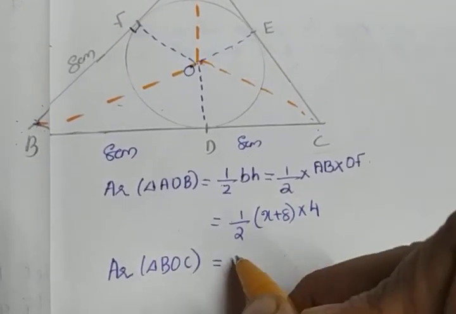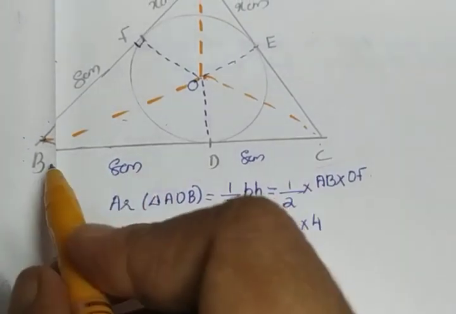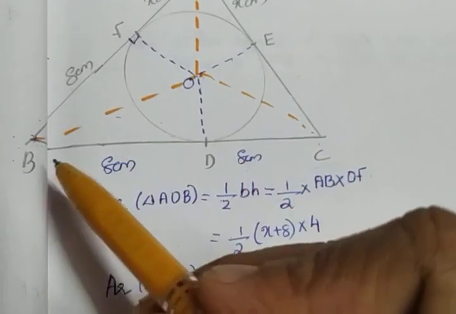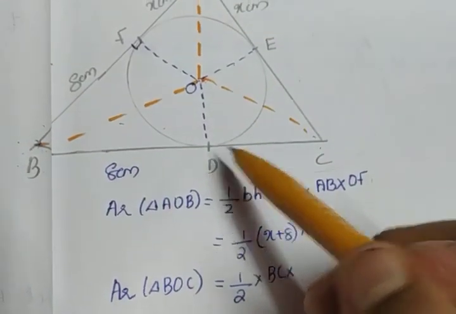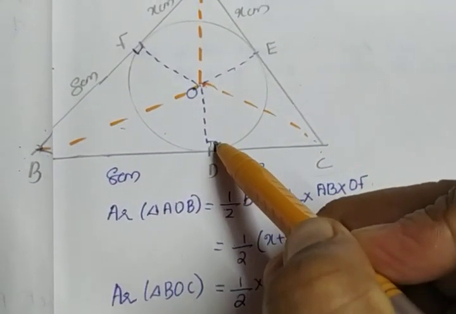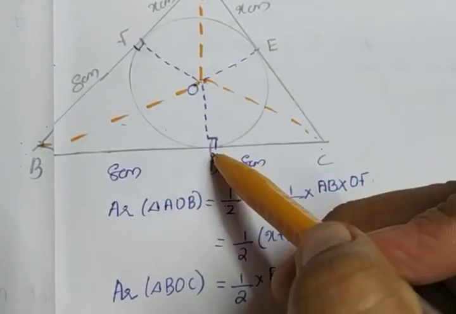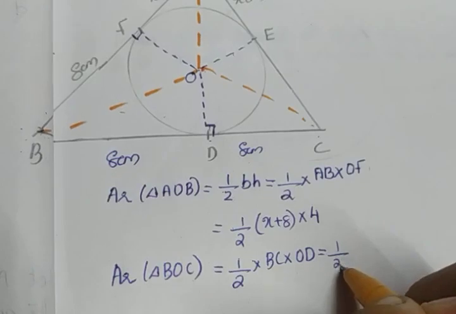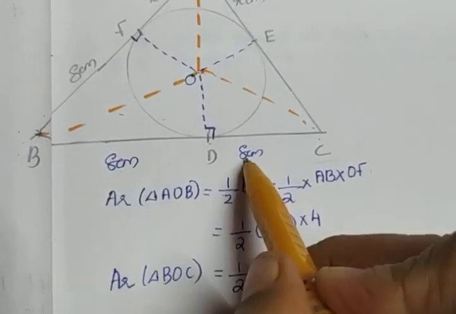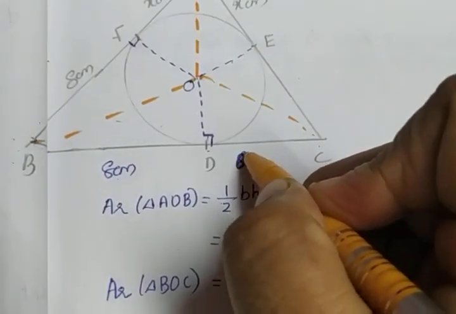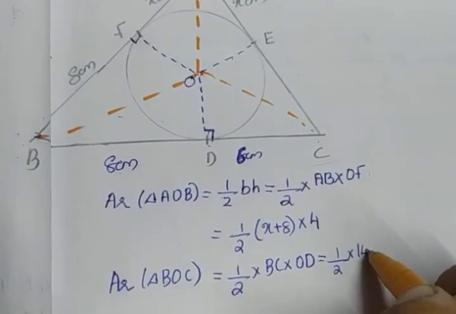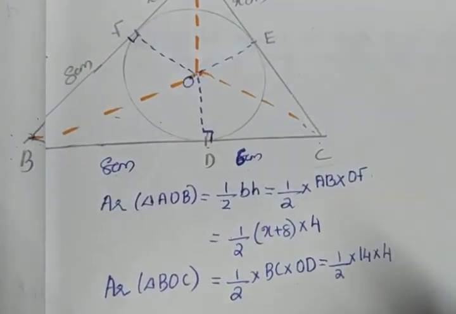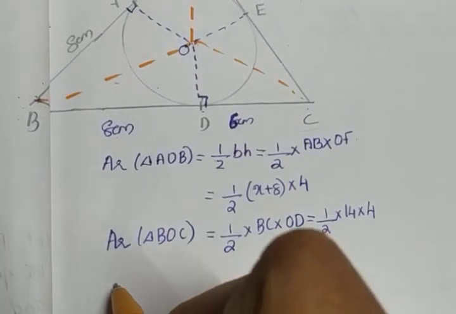Again, take the area of triangle BOC. There we will take the base as BC. So BC into, can you say the height there? Height is the perpendicular drawn to BC. So here clearly this is angle 90 degrees. So the height will be OD. So half into BC into OD, which is equal to half into BC, which is actually 8 plus 6, that gives you 14 centimeters, into OD, the radius of the circle, which is 4 centimeters. I'm not cancelling, let it be there itself.